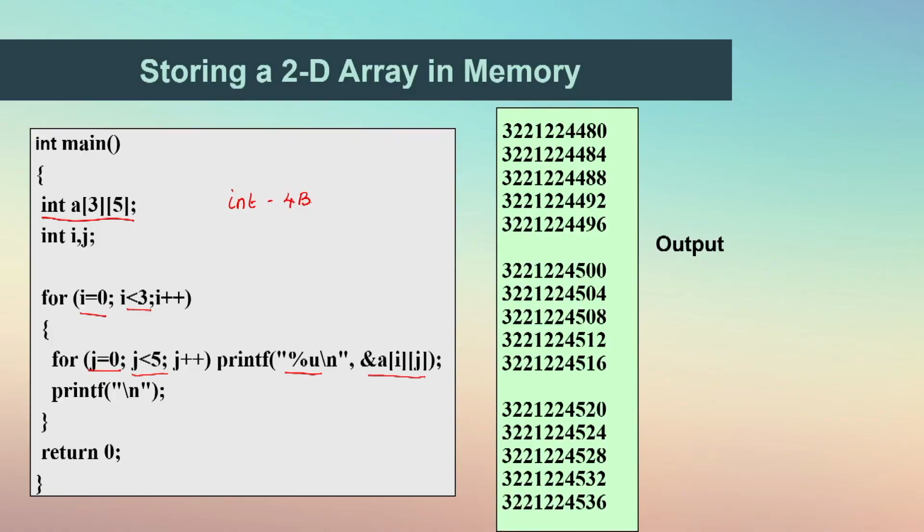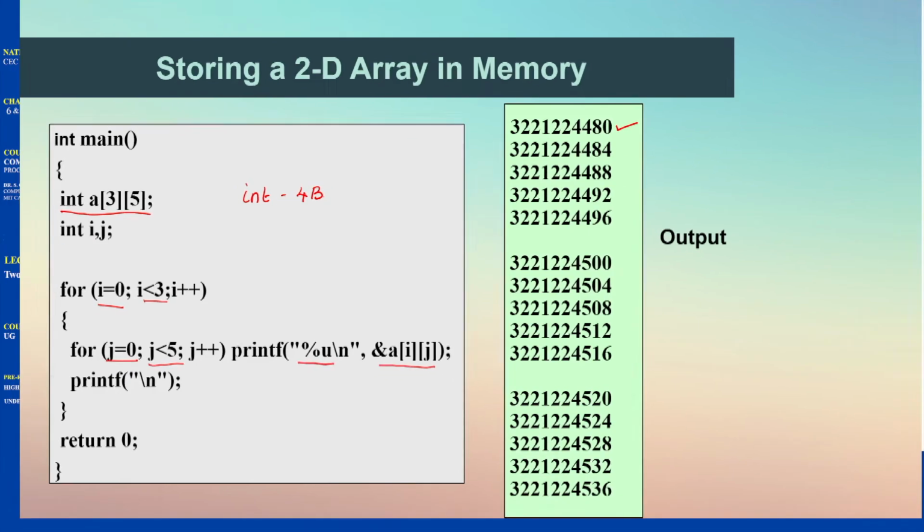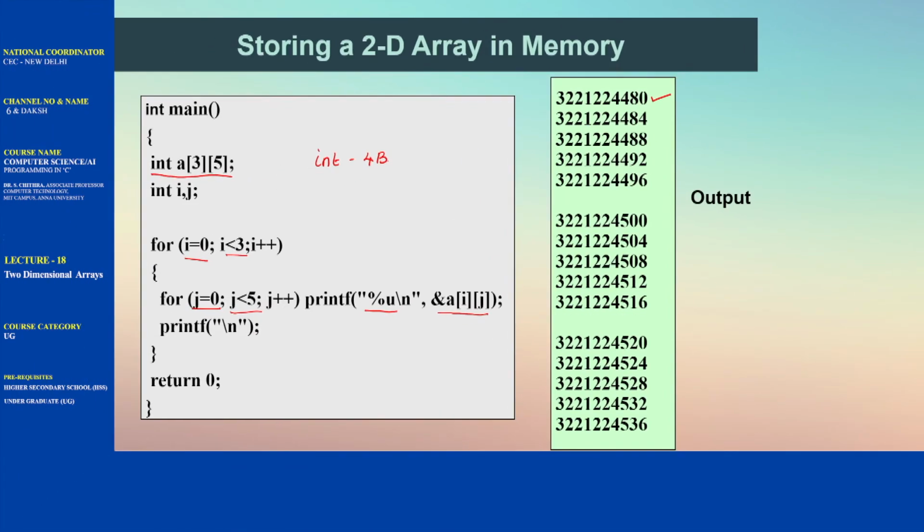Now, we are trying to print in a loop. So, the first row first column will be accessed first. The first row first column address is 44480. Then it is incremented by 1, so the next address will be after 4 bytes. So, after 4 bytes it is 84, then after 4 bytes it is 88.